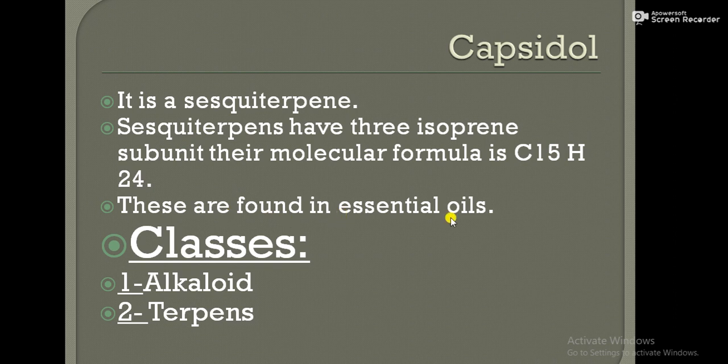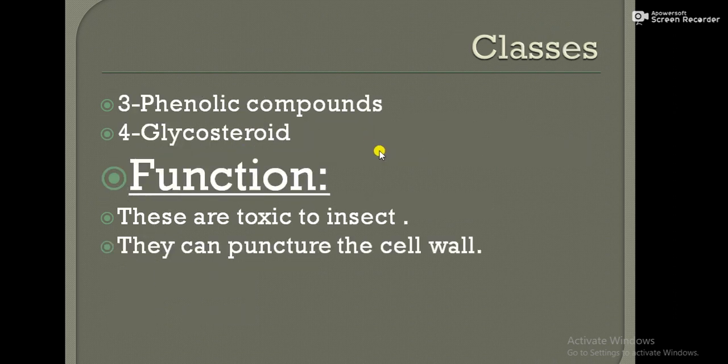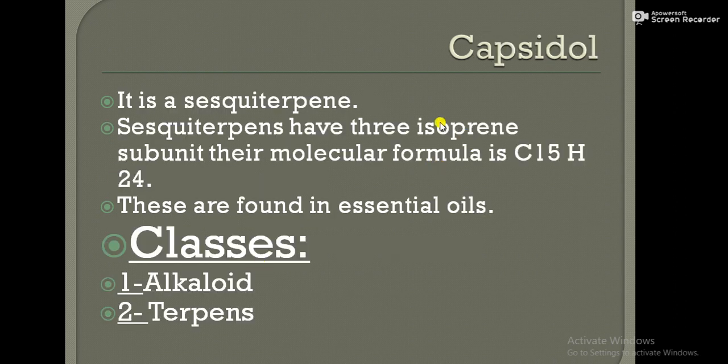What are the sources? They are found in essential oils. That is Capsidiol, a sesquiterpene. Sesquiterpenes have three isoprene subunits. Isoprene is also known as 2-methyl-1,3-butadiene. That is the name. That is the 5-carbon compound.